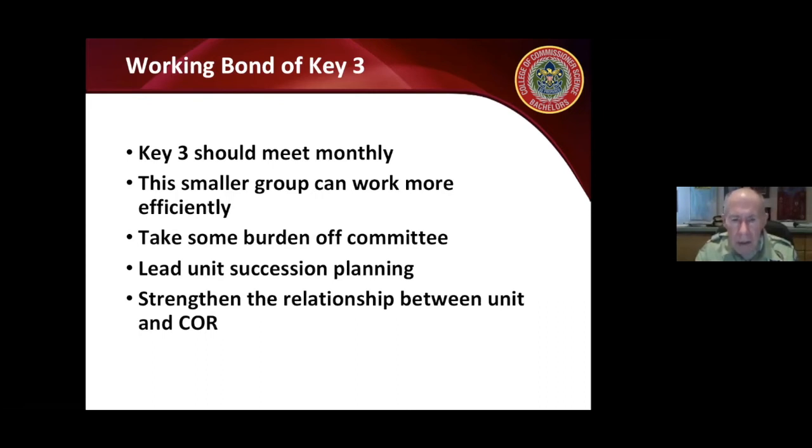Now, the commissioner can work to strengthen the relationship between the unit and the COR. We have a lot of relationships that we're working with in the scouting organization, and we need to have effective relationships there. In the beginning, that may take a lot of visits to get acquainted, to start a relationship and build it.